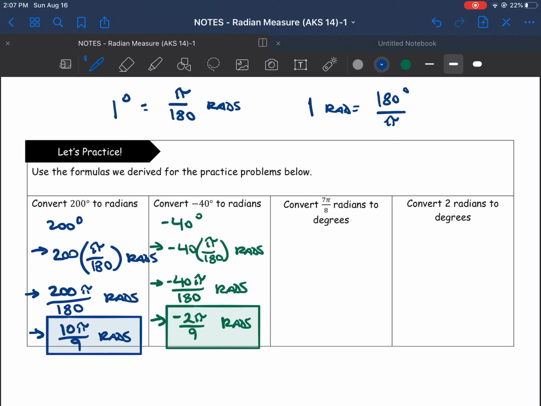Now let's convert radians to degrees. So we have 7 pi over 8 radians. However, we know that 1 radian is 180 degrees over pi. So this would be 7 pi over 8 times 180 degrees over pi. Well, we can go ahead and simplify this a little bit. We can see that pi in the numerator and pi in the denominator will cancel since we're multiplying. And we can go ahead and reduce this fraction. 7 times 180 divided by 8 would give us 157.5 degrees.